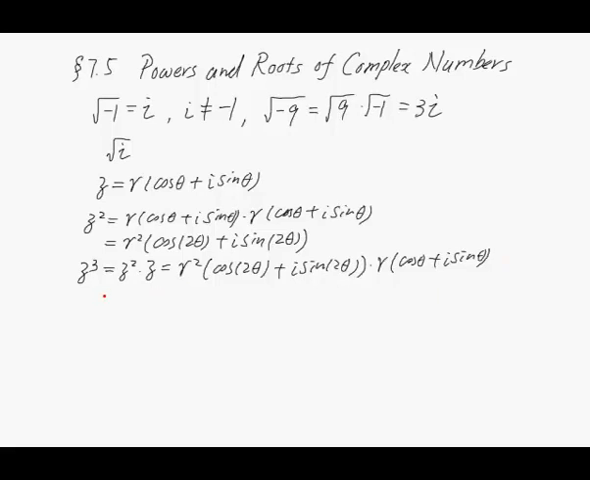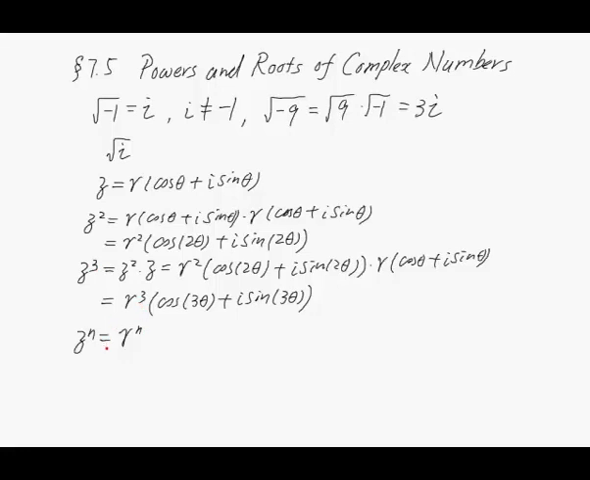Now let's multiply the moduli. We have r cubed, and then we add the arguments. So 2 theta plus theta, you have cosine 3 theta plus i times sine of 3 theta. Okay. So now you can see the pattern. If we have z to the nth, then we would have r to the nth. When n is equal to 2, you have r squared. When n is equal to 3, you have r cubed, right?